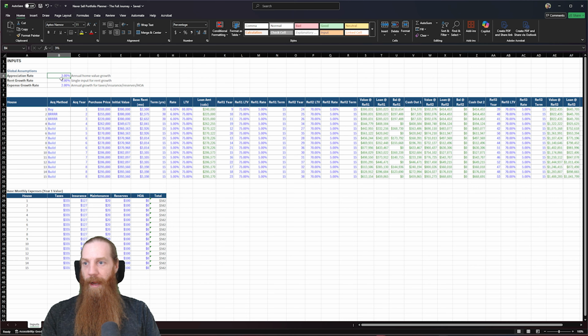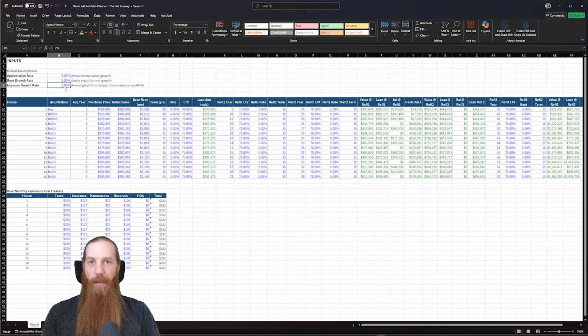Rent growth, I tend to match the rent growth to the appreciation rate. That's not always going to be the case, but over the long term, the averages typically end up around 3% for both of those. If you want to be ultra conservative, again, drop that maybe to 2% or 2.5%. That would work just as well. And then finally, we have our expense growth rate. This is going to be the inflation in our expenses.